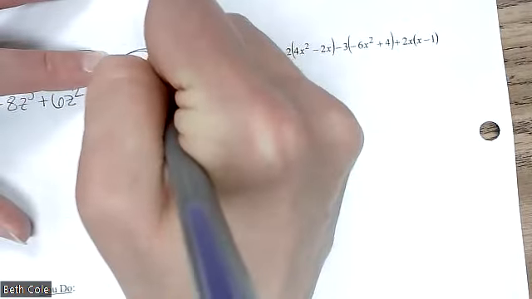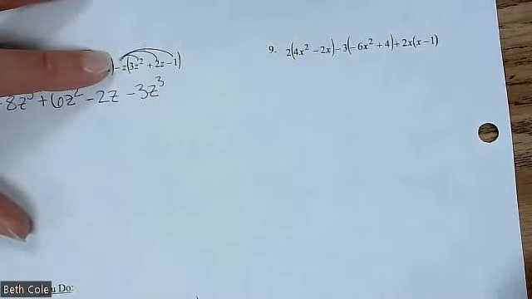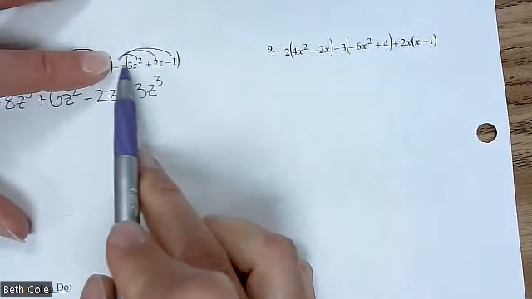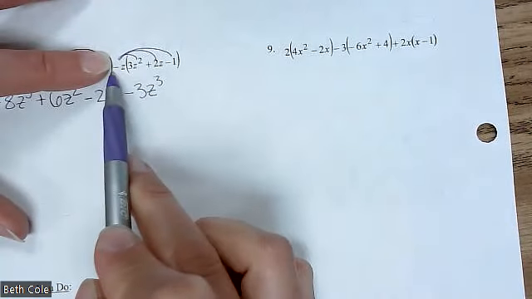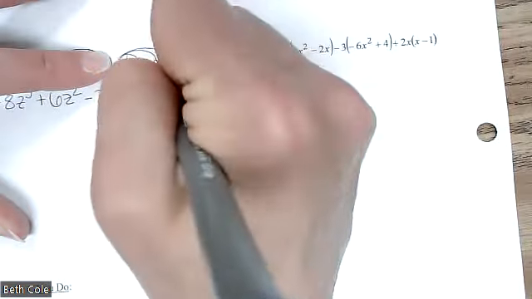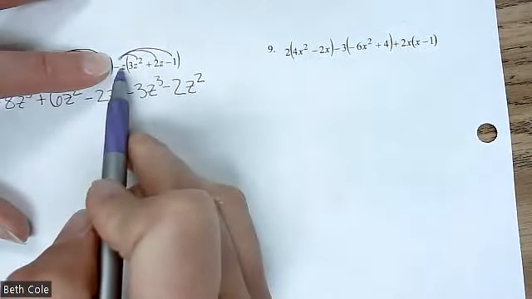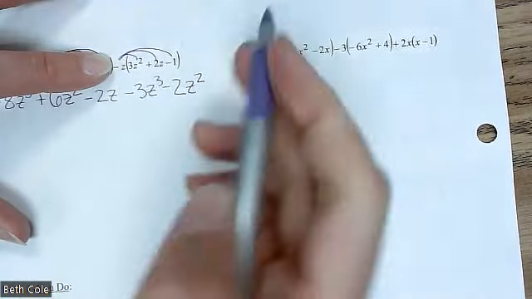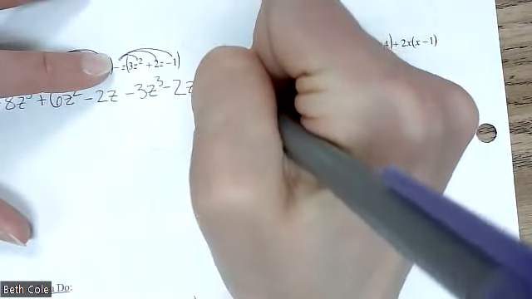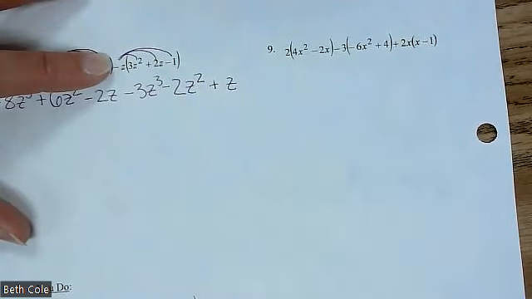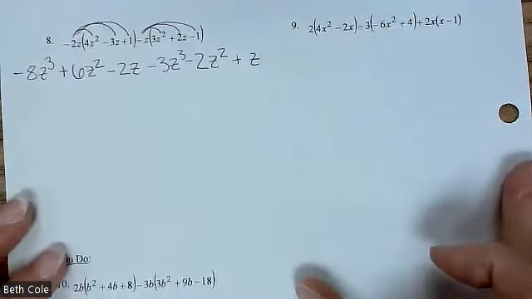Good, negative 3z to the third. And when you go to the next one, again, that negative comes with you. So it'll be negative 2z to the second. Good, perfect. And then negative z times negative 1. Well, it'll be plus z. And you can put the 1 in front of that if you want.